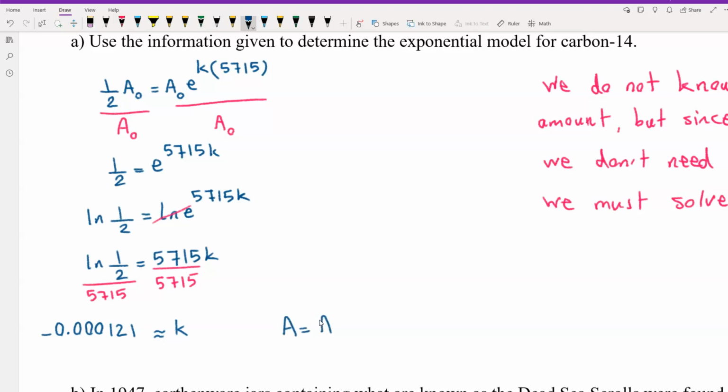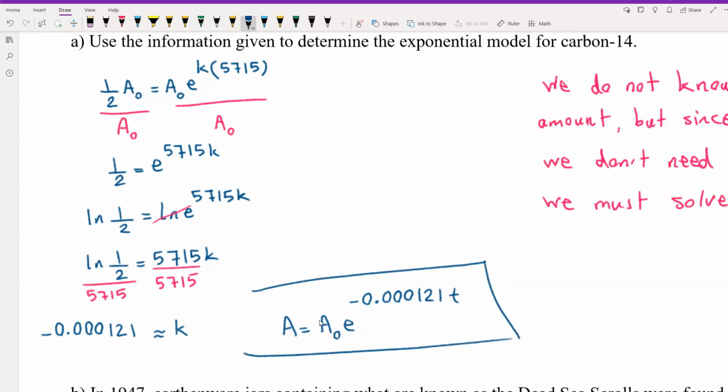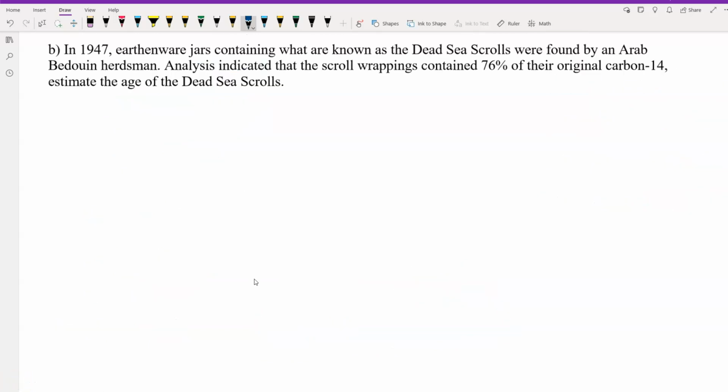So A is equal to A sub 0 e to the power of negative 0.000121 times t. So this is our exponential function. In 1947, earthenware jars containing what are known as the Dead Sea Scrolls were found by an Arab Bedouin herdsman. Analysis indicated that the scroll wrappings contained 76% of their original carbon-14. Estimate the age of the Dead Sea Scrolls.